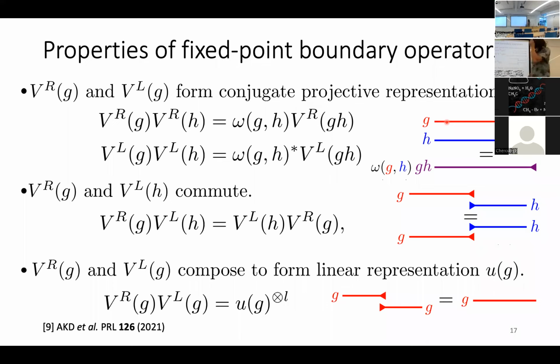So I can fuse the two endpoints of the string to get one big long string. And this is exactly what is meant when we say the symmetry group is fractionalized, in the sense that it gets broken up into two projective representations that are conjugate to one another.